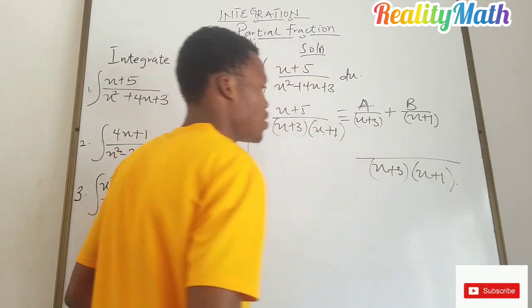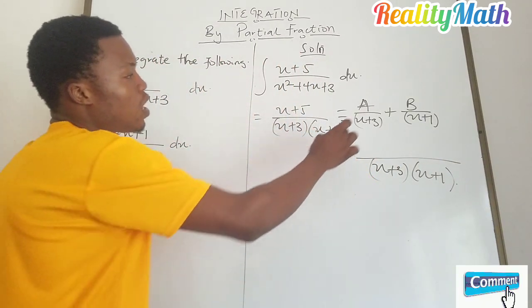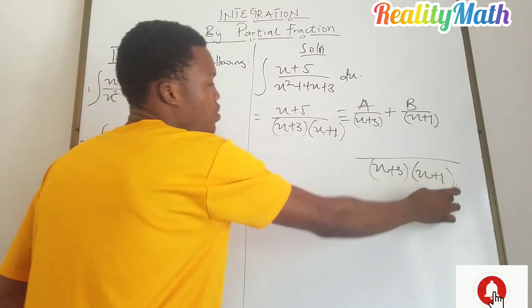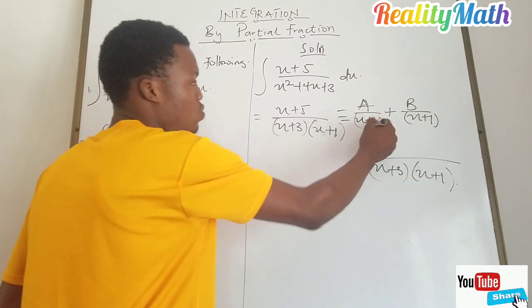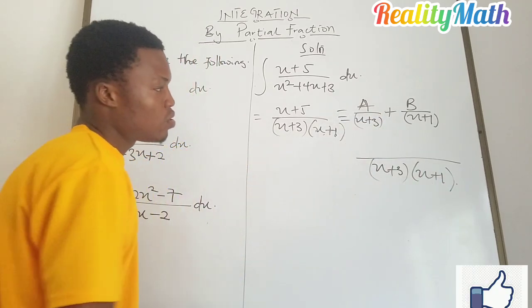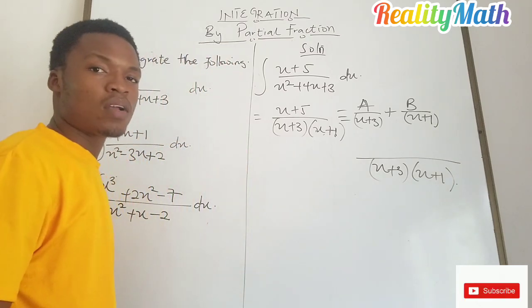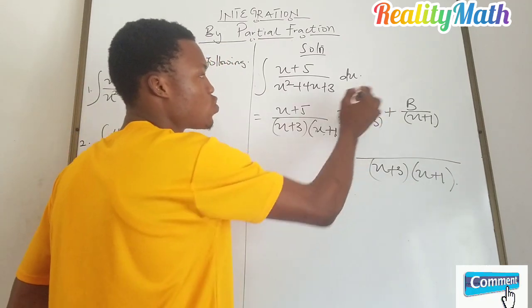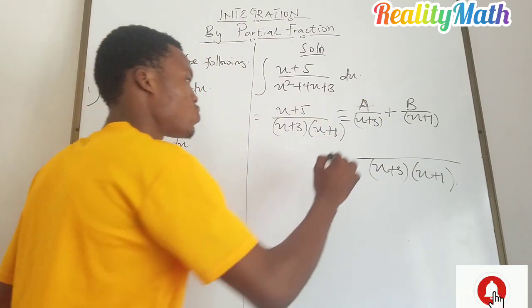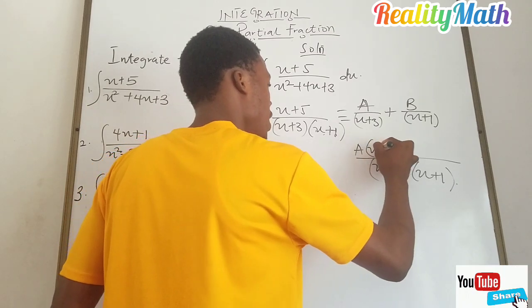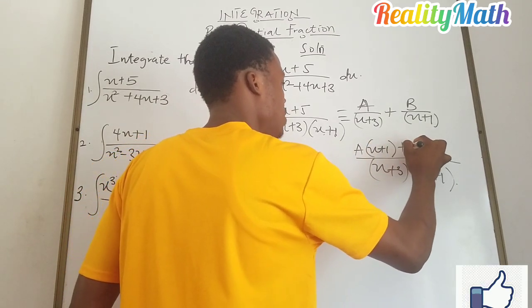Common this. What do we have? Now how many times will the denominator go into this LCM? This, we know we cancel this. Alright? So what will remain is x plus 1. So x plus 1 is now coming to multiply what? A. So my A times x plus 1 plus my B.